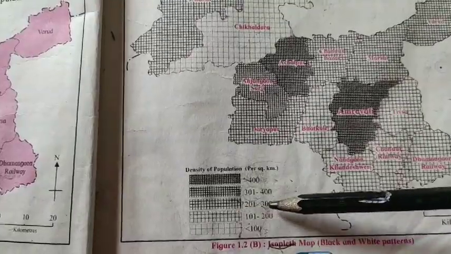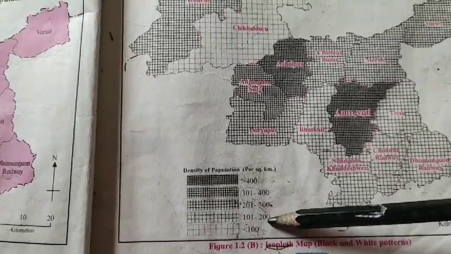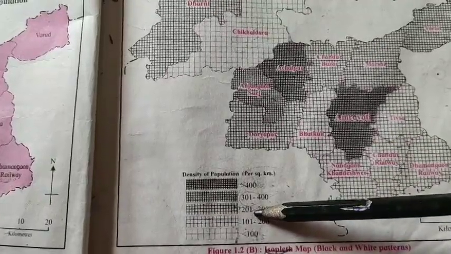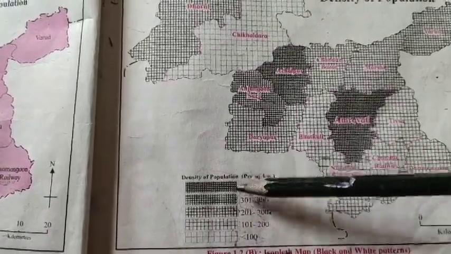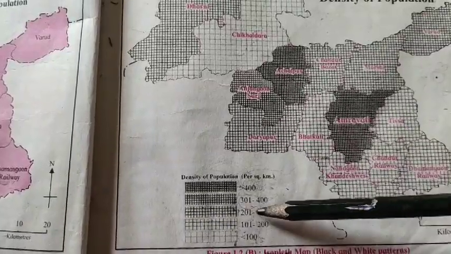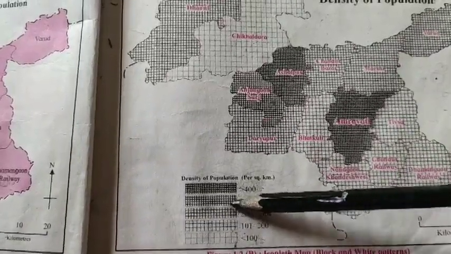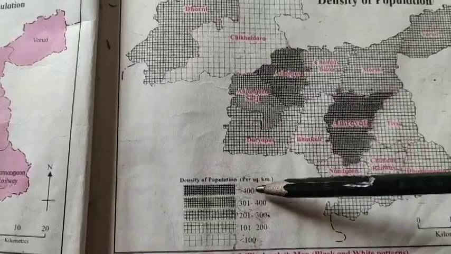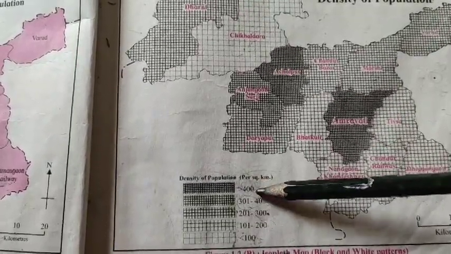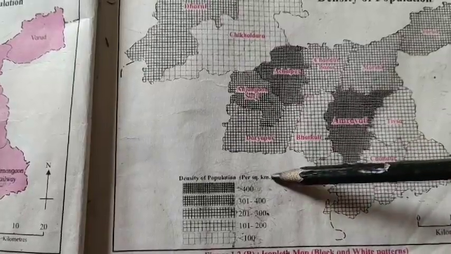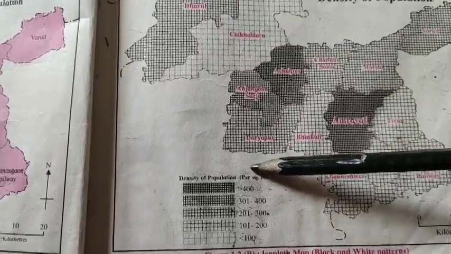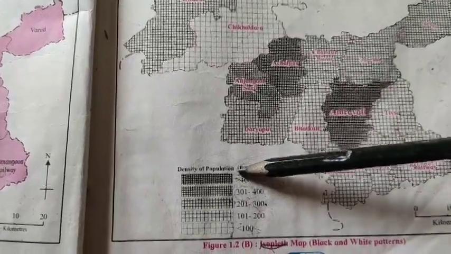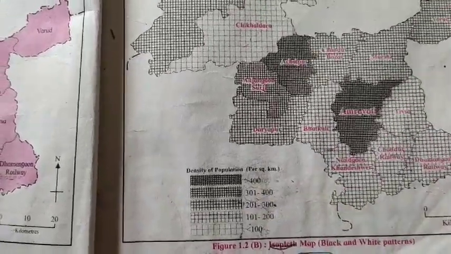Then a little darker will show a population of 101 to 200. Darker than that, 201 to 300, and then even darker, 301 to 400, and the darkest of all will show a population of more than 400 people per square kilometer. Children, if you forget to write down this unit in the papers, you will lose marks. So please make sure that you remember to write down all these things.